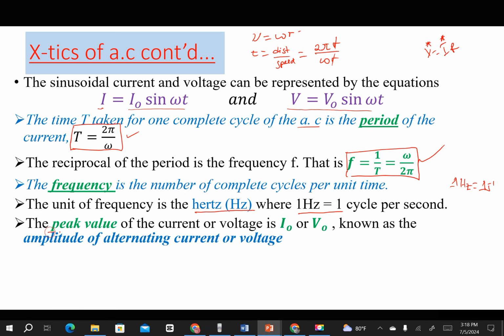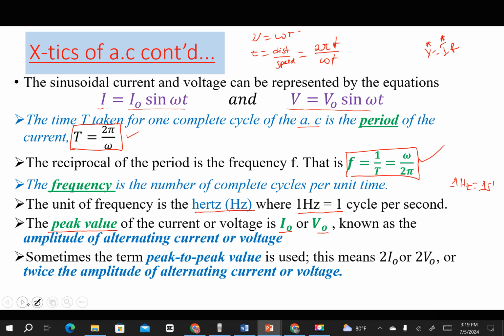A few things we need to note here are the terms we shall always refer to. For example, the peak voltage. V naught is the peak voltage, and I naught is the peak current. So the peak value of the current or voltage is represented by I naught or V naught, and these are called the amplitude of alternating current. And of course, we know amplitude is the maximum. So it is the maximum current or the maximum voltage. That's what we call the peak voltage and the peak current.